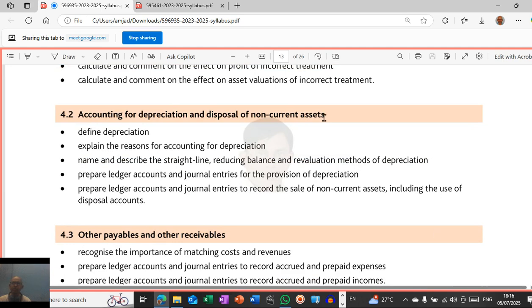Accounting for depreciation and disposal of non-current assets. Define depreciation. Explain the reasons for accounting for depreciation. Name and describe the straight line, reducing balance and revaluation methods of depreciation. Prepare ledger accounts and journal entries for the provision of depreciation. Prepare ledger accounts and journal entries to record the sale of non-current assets, including the use of disposal accounts.